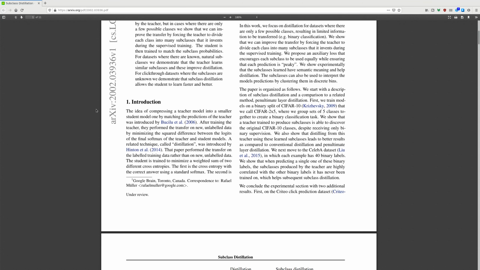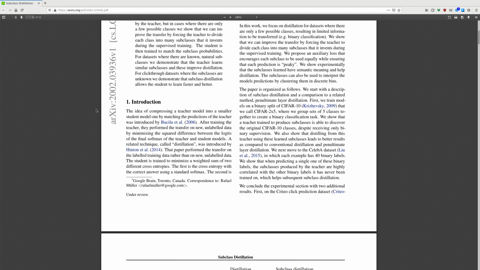Introduction. The idea of compressing a teacher model into a smaller model by matching the predictions of the teacher was introduced in Bucilua et al. 2006. After training the teacher, they performed the transfer on new unlabeled data, minimizing the squared difference between the logits of the final softmax of the teacher and the student models.